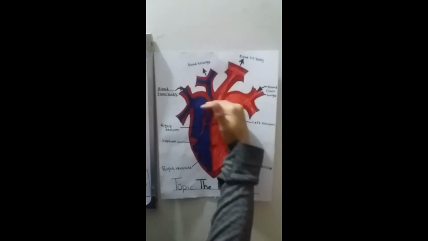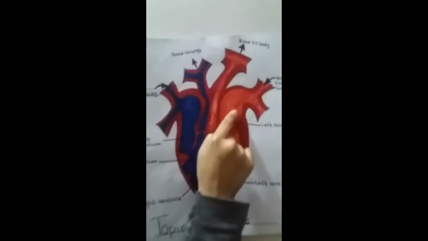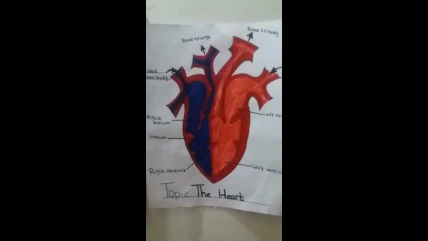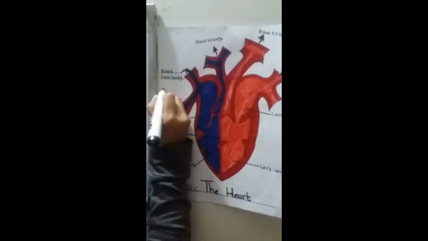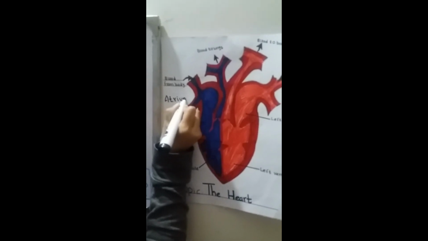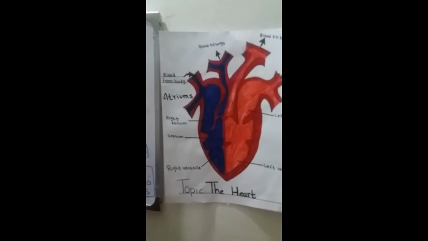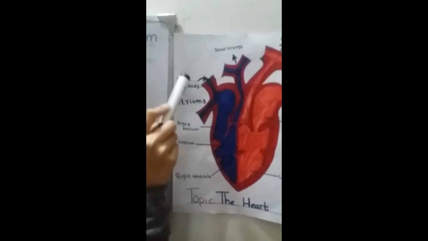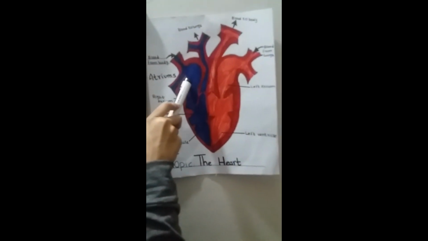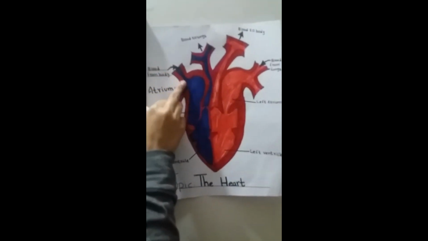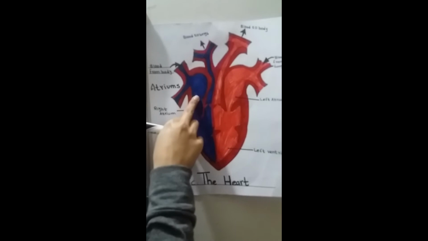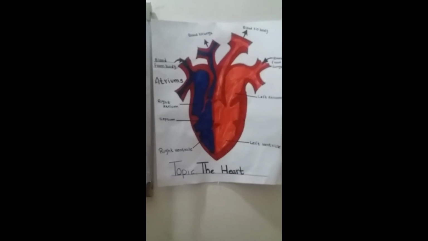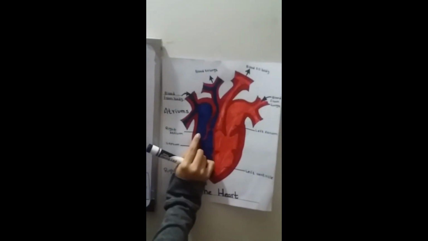The upper chambers, these 2 upper chambers, are called atriums. That's the right atrium and left atrium. The blood enters the heart from the vein. This is the vein. Then it pushes toward the right. Then in the right atrium, the blood opens the wall.